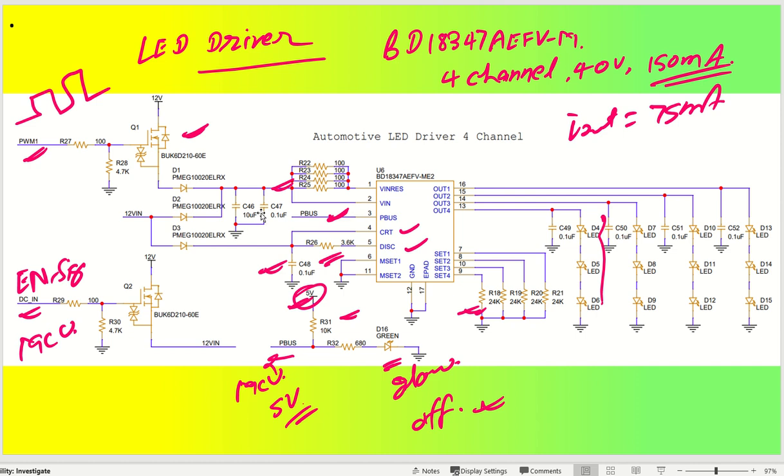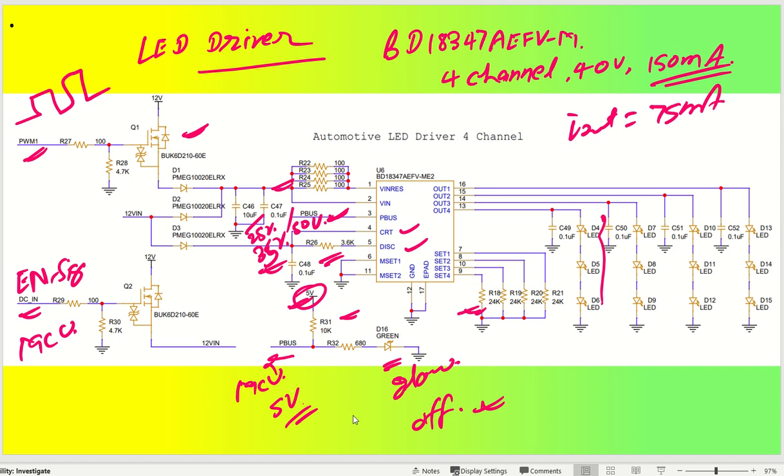Okay, so at the input I have used 10 microfarad and 0.1 microfarad capacitors. For the 10 microfarad capacitor you can use a 25 volt rating or 35 volt rating, and the 0.1 microfarad with a 50 volt rating. Rest all 0.1 microfarad capacitors with a 50 volt rating should be fine.